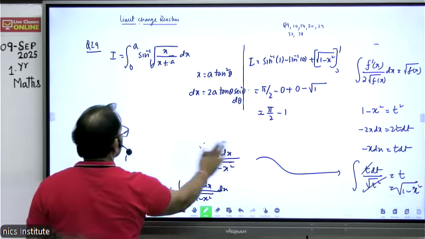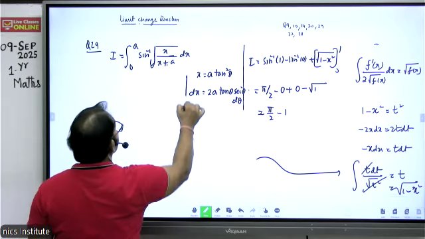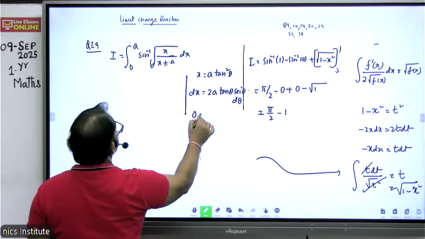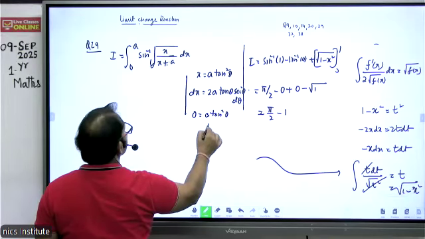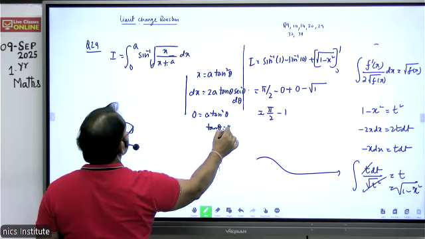Now the limit change. When x is 0, tan square theta would be 0, tan theta will be 0, and theta will be 0.